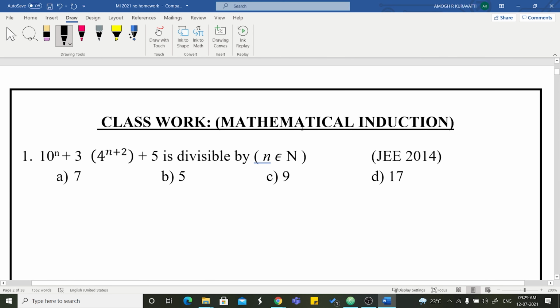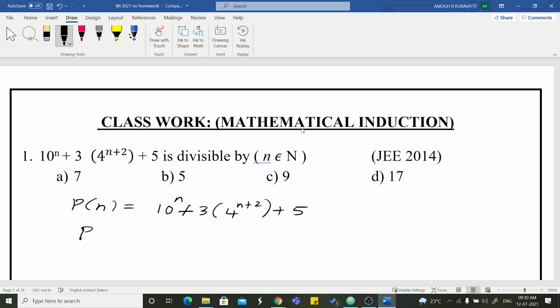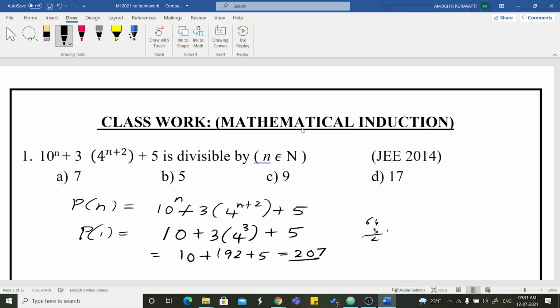Trial and error method. First you take n is equal to 1. Put n is equal to 1. See what happened: 10 plus 3 into 4 power n, value 1, plus 2, that is 3, plus 5. Simplify: 10, 4 power 3, 4 4s are 16, 4 16s are 64, 64 into 3 is 192, plus 5. Add: 5 plus 2 is 7, then 9 plus 1 is 10, carry 1, that is 2, so 207. So when n is 1, we got 207.